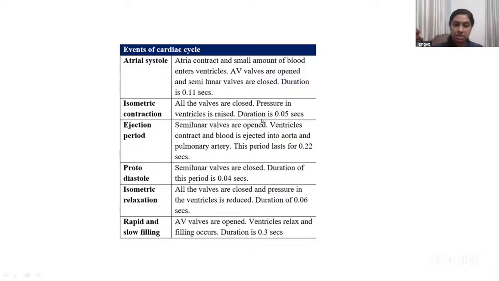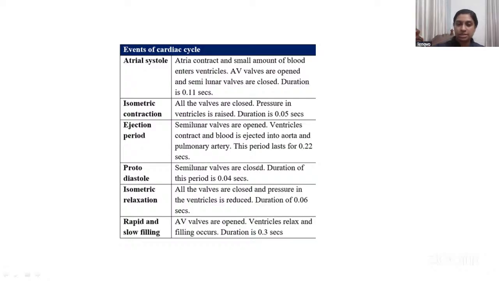Next is the ejection phase. The semilunar valves, the outflow, is open. In the third phase, the pressure inside the ventricle is raised higher than the aorta or the pulmonary artery. So the semilunar valves are opened and the ventricles contract and the blood is forcefully ejected into the aorta as well as the pulmonary artery, and this period lasts for 0.22 seconds.